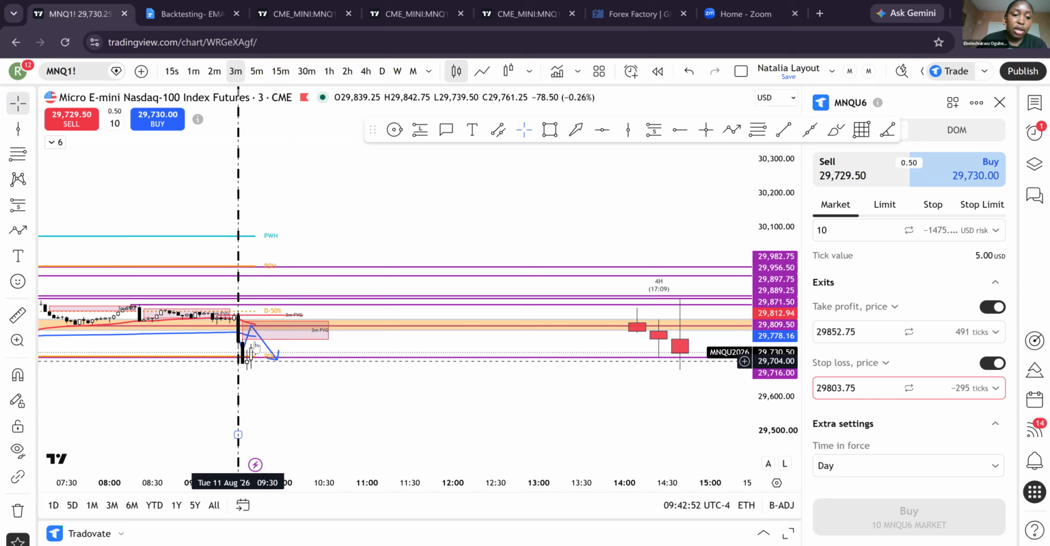So now if I take this, I need a strong candle closure. So this is a strong bearish candle, strong bearish candle. Price came up. Let's see what happens if we retest this.